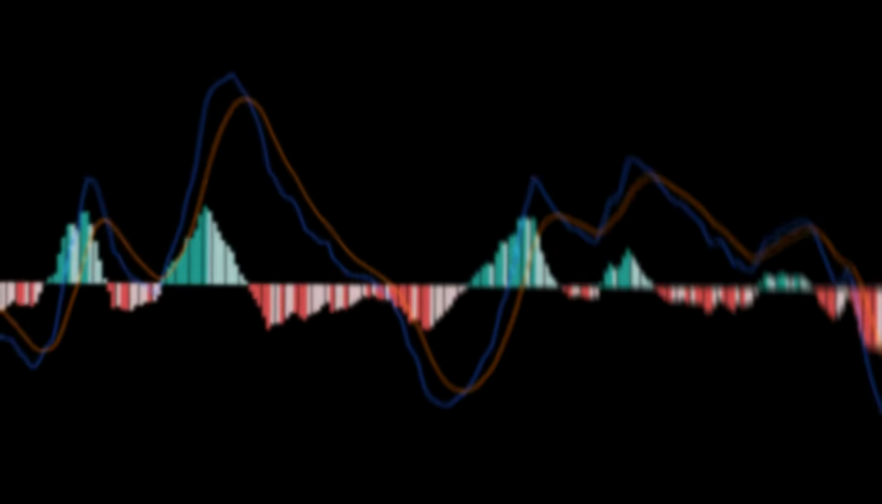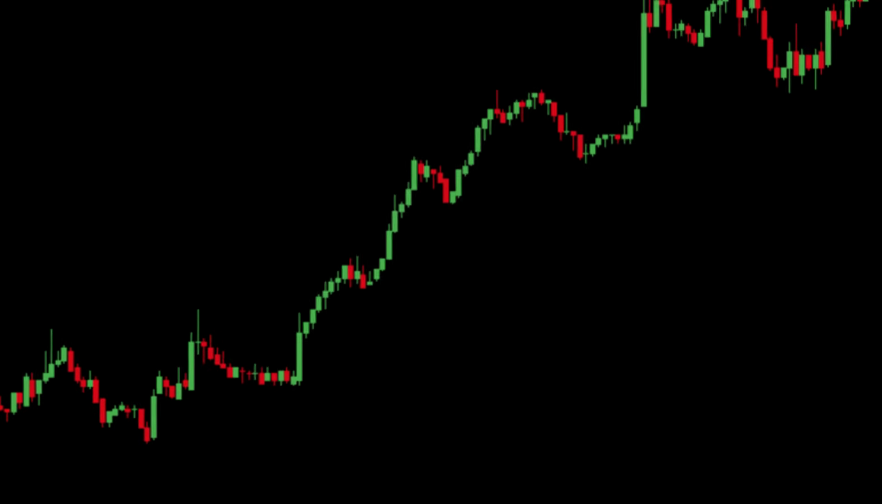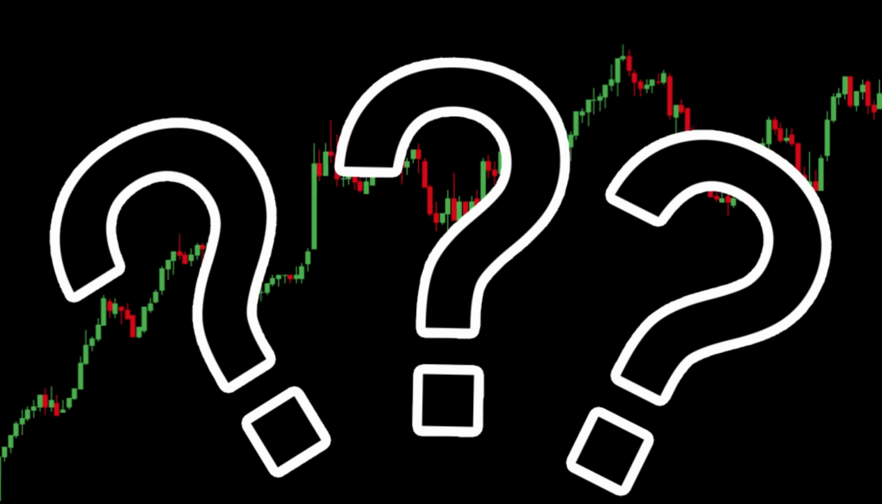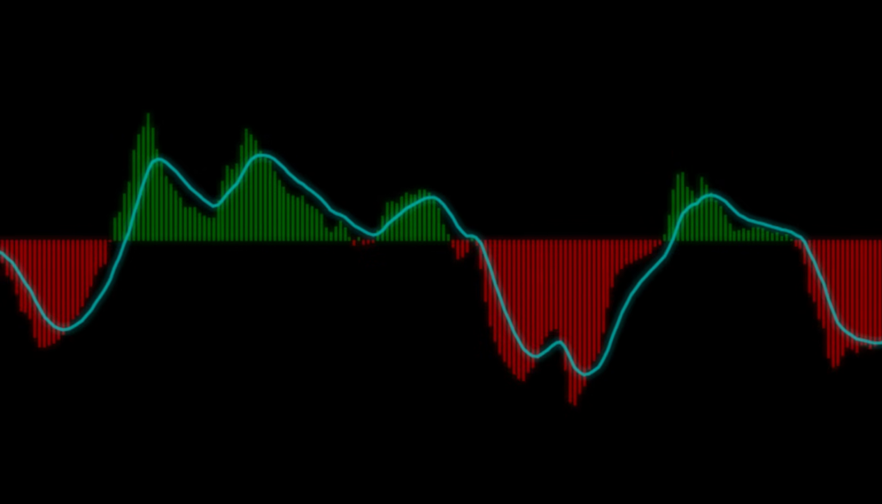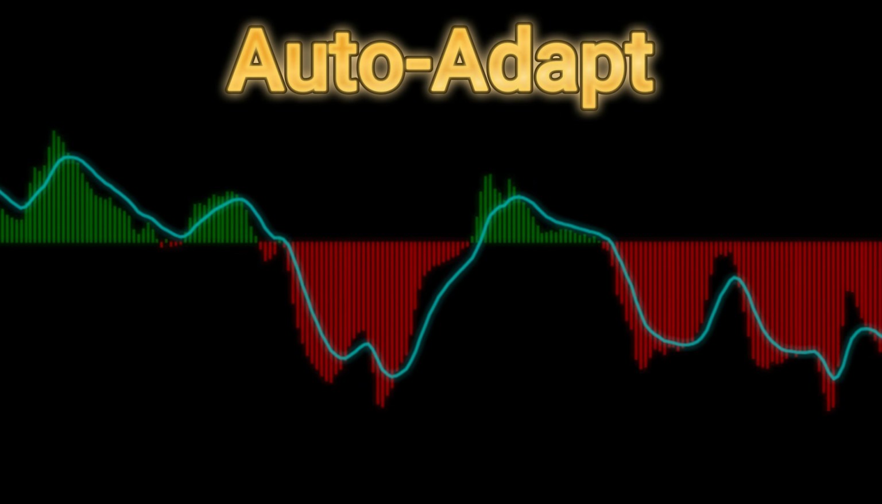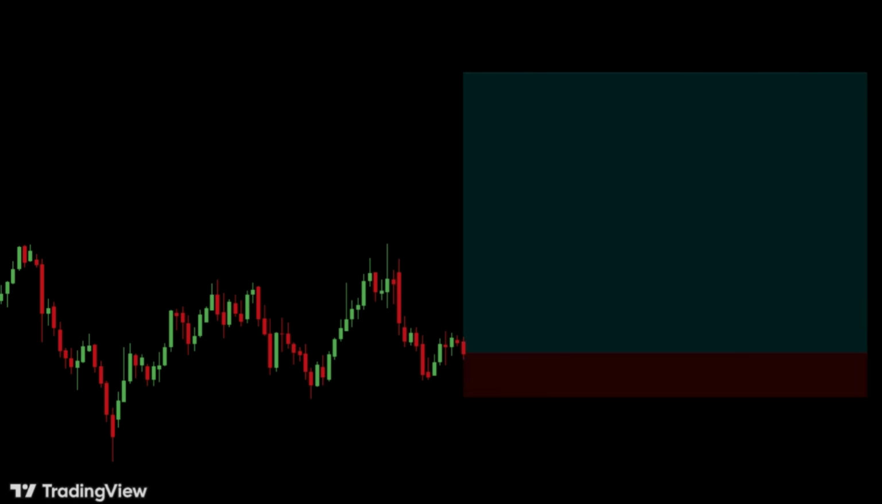You have definitely heard of the famous MACD indicator. Almost everyone has used it at least once or twice. But what if I told you there is an even better version? An indicator that automatically adapts to the current trend, so you don't have to keep changing the settings all the time. As a result, it can spot high probability reversal entries with impressive win rates.